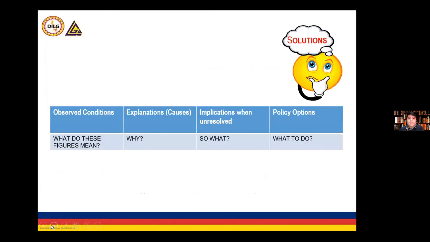Okay, so this is the problem-solution finding matrix. You have the observed conditions, explanations, that's why we ask the question why. Bakit meron tayong problema ganito? Ano yung implication nito pag ito ay hindi nasolusyonan? At anong gagawin natin para ito ay masolusyonan?